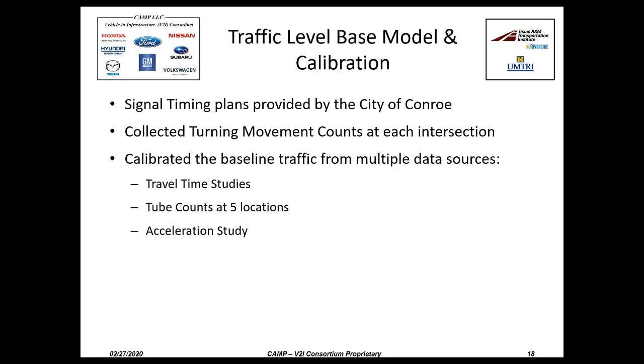To operate State Highway 105, we need a little bit of information. We collected the signal timing plans provided by the city of Conroe, Texas, and we collected turning movement counts at each intersection so that we had the right inputs into the data for our respective time periods. We calibrated the simulation based on travel time studies and tube counts at 5 different locations along the facility, and we determined that we actually needed to calibrate the acceleration behavior.